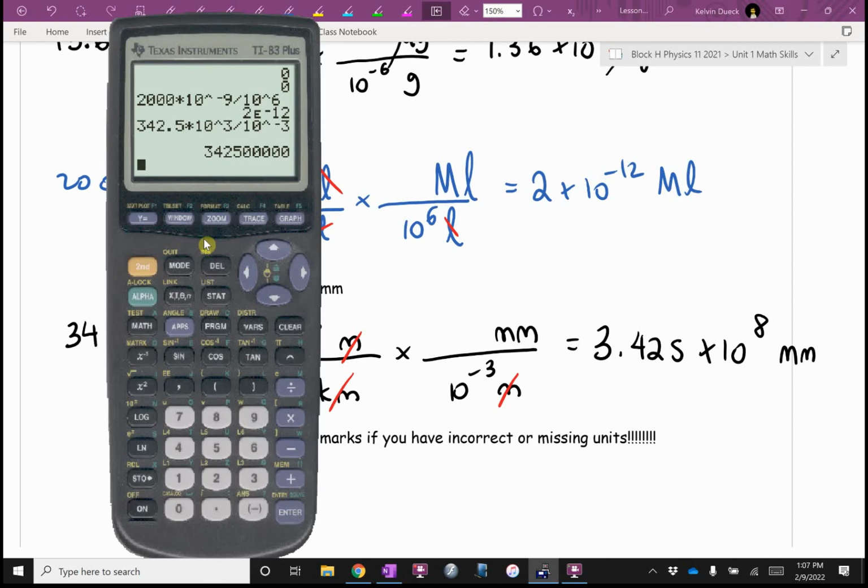Units matter. I am going to be fussy on any quiz, on any test. Your final answer must have correct units. If you have the wrong units or you have missing units, I will take off marks. So a good habit before you hand in any quiz or any test, check the written section and make sure you've got units on all your final answers.